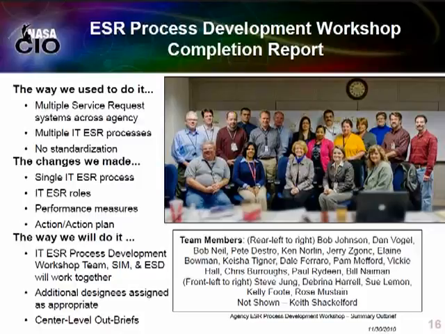So the way we used to do it, we had multiple service request systems, very specific to the centers, very specific sets of services at the centers, and then no real standardization across, so we had multiple different processes. Going forward, what we're planning is a single enterprise service request process, consistent enterprise service request roles, common performance measures, and then ultimately an agency-wide vehicle for ensuring that we can fulfill enterprise service requests.